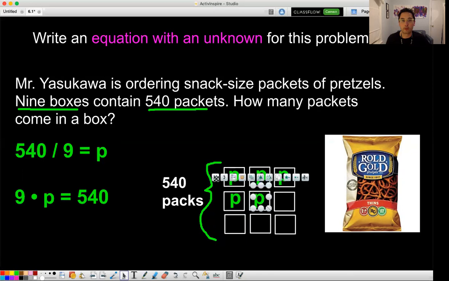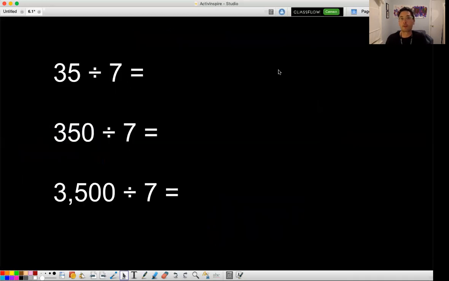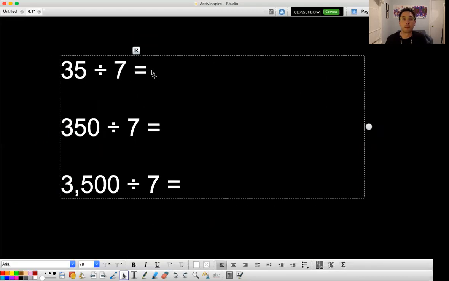Okay. So that's an example of what it means, an equation with an unknown. You didn't need to solve it just yet. So what we're going to do is figure out how we could solve that if we needed to. To do these types of problems, 540 divided by 9, we're going to take a basic fact and extend it. So here's a basic fact. A basic fact is just one that you could probably find in a multiplication table. 35 divided by 7. Another way of thinking about this is 7 times what is going to be 35.